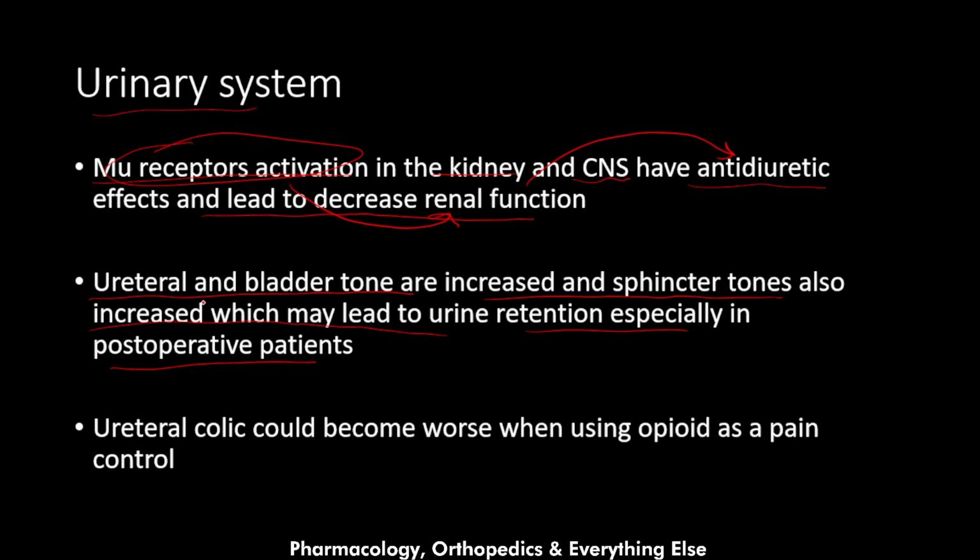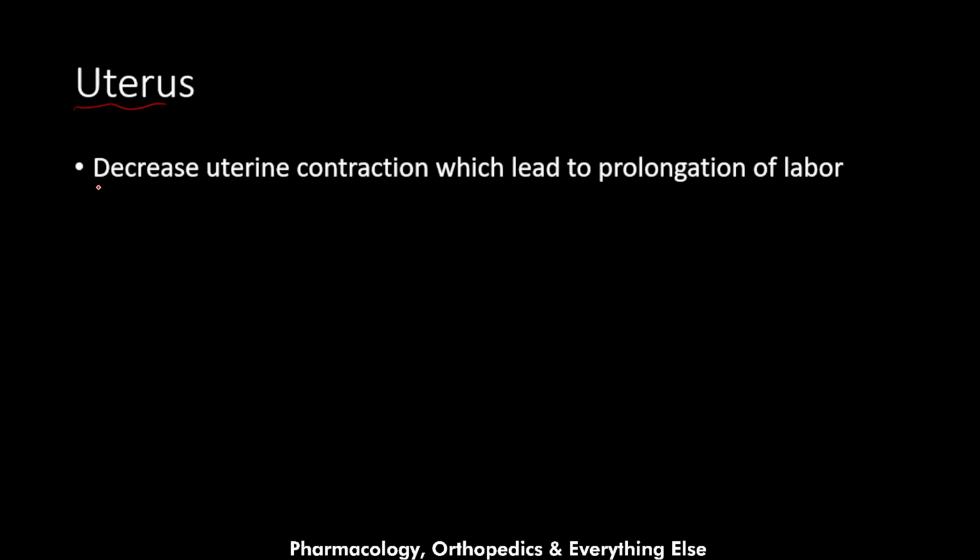Also, in patients with benign prostatic hyperplasia, ureteral and bladder tone increase and sphincter tones increased. This might also lead to urinary retention and some obstructive urinary symptoms. Ureteral colic could become worse when using an opioid as a pain control, because remember, the ureter is contracting when using the morphine drug. Regarding the uterus, the morphine decreases uterine contractions, which leads to prolongation of labor if the morphine is given to a woman during labor.